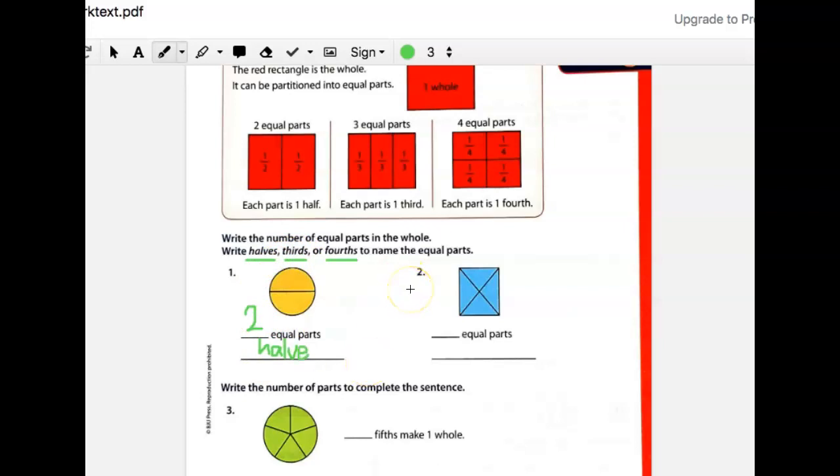Number 2. How many equal parts do you see in this shape? You can see 4 equal parts. So do we name them halves, thirds, or fourths? There are 4 equal parts, so they are called fourths.